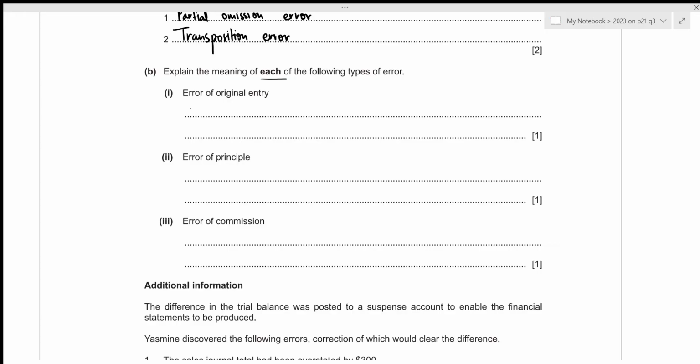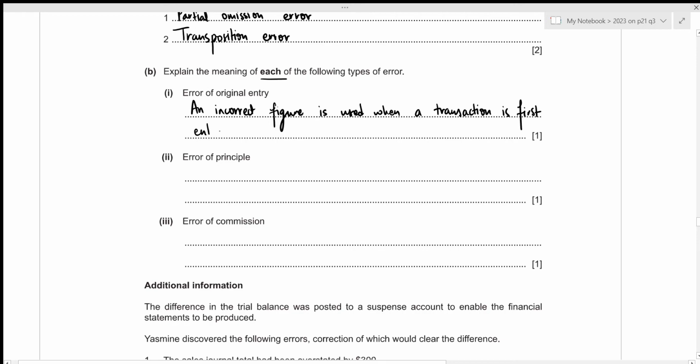So whenever we make the first entry of any transaction, we write it in our books of prime entry, and the figure that we use will be incorrect. Those kind of entries will result in error of original entry, and that will not be revealed by trial balance. Let's write it down. An incorrect figure is used when a transaction is first entered in the accounting records.